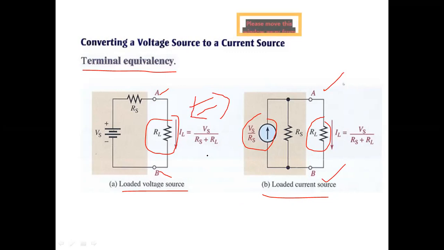Same value of current IL. IL is the same across these two terminals A and B. So we can say that it's a terminal equivalency for converting a voltage source to a current source.